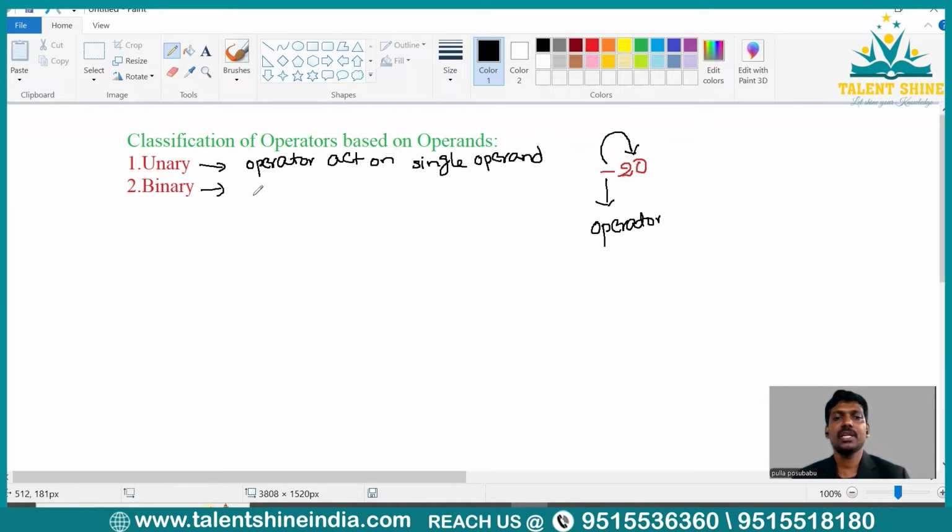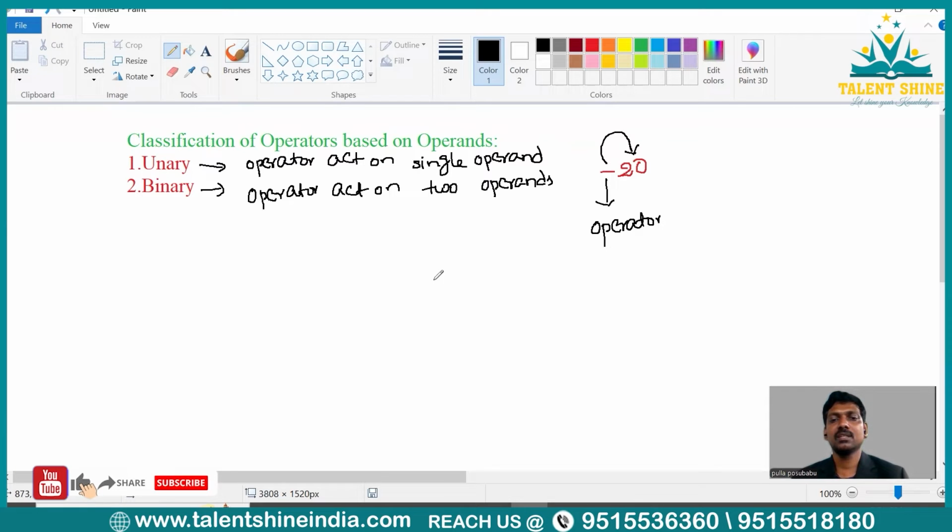When coming to the binary operator, in this case the operator acts on two operands. Then it is called a binary operator. For binary operator, let me give a small example. Suppose 10 and 20, and you are adding them, so plus. Plus is an operator, which is acting on how many operands? Two operands. Hence it is called a binary operator. I hope everybody is clear with the classification of operators based on operands.